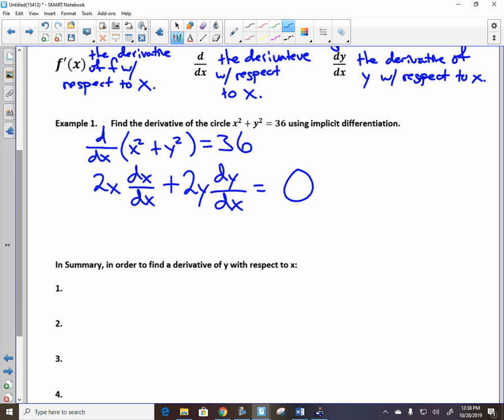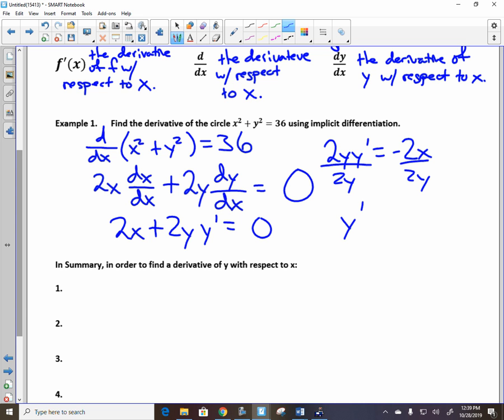So what's dx over dx? 1. So see, you have 2x plus 2y times. Do you know how you can rewrite dy over dx? That's just y prime. Our goal is to solve for y prime. Could you now solve for y prime? Yeah. You have 2y y prime is equal to negative 2x. Divide both sides by 2y, and y prime is negative x divided by y.